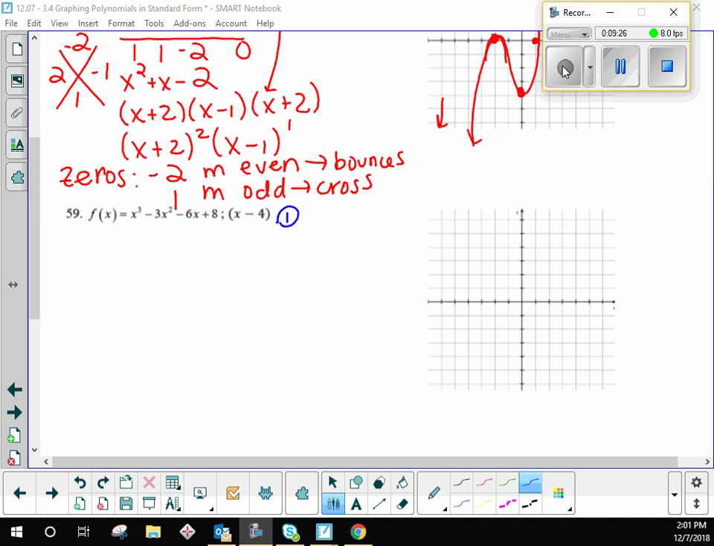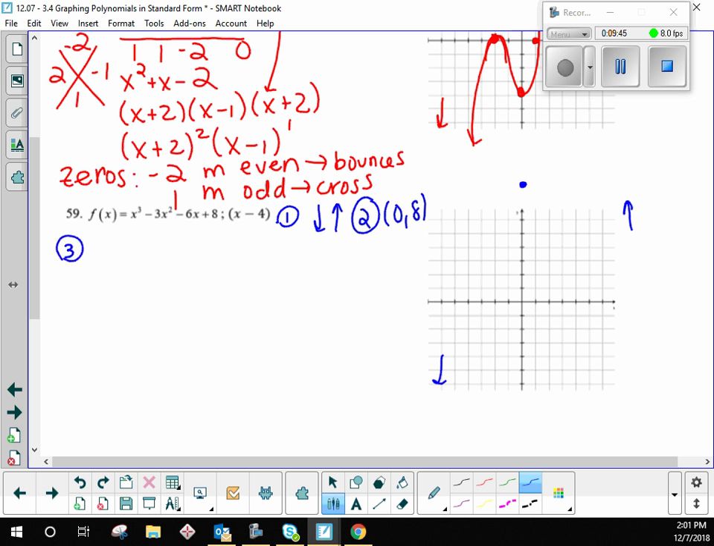It's odd degree and positive a, so what's the end behavior? Down, up. What is the y-intercept? 0, 8. And yeah, that's off your graph a little bit, just sort of eyeball it. 0, 8's up there somewhere.